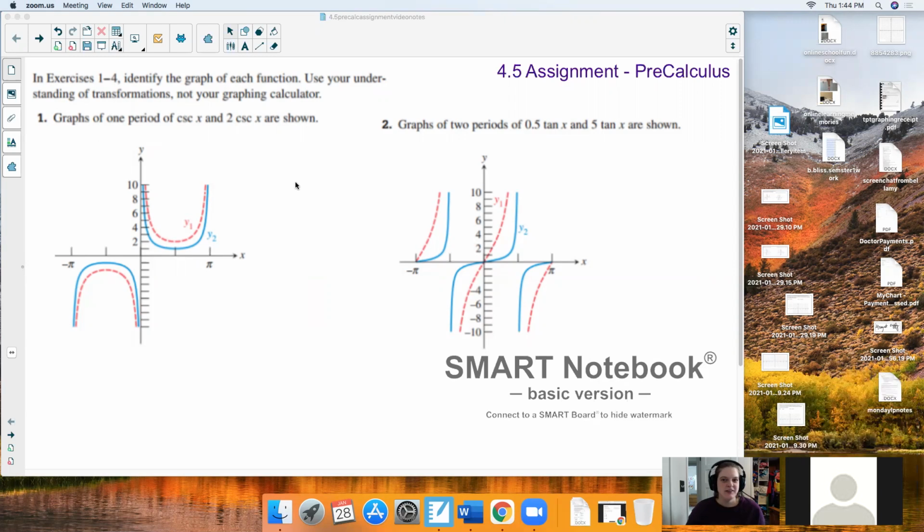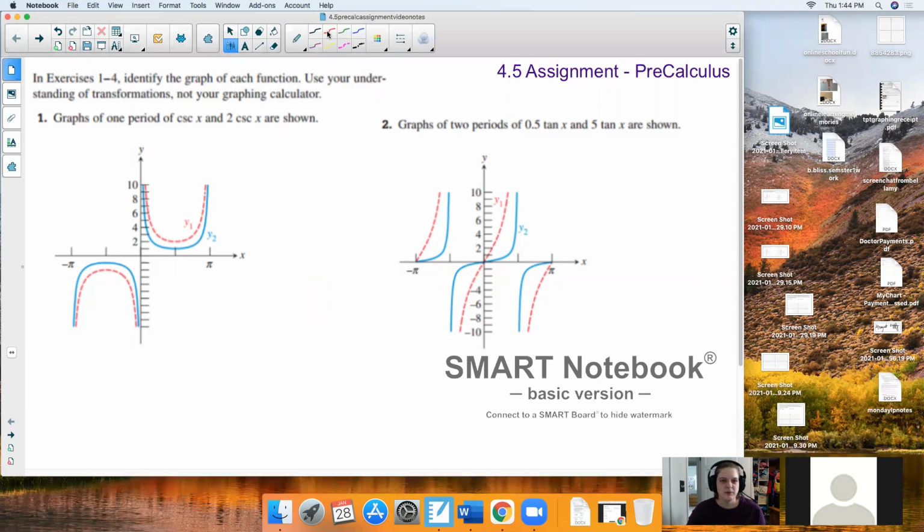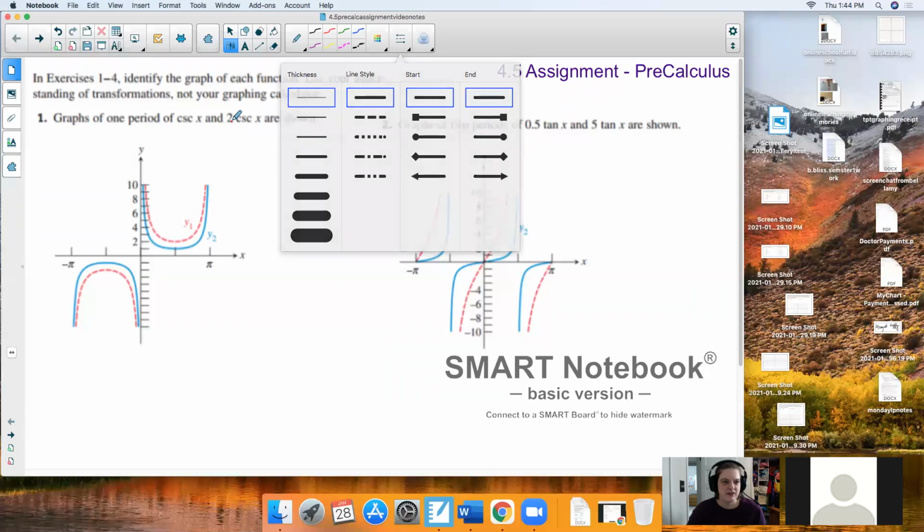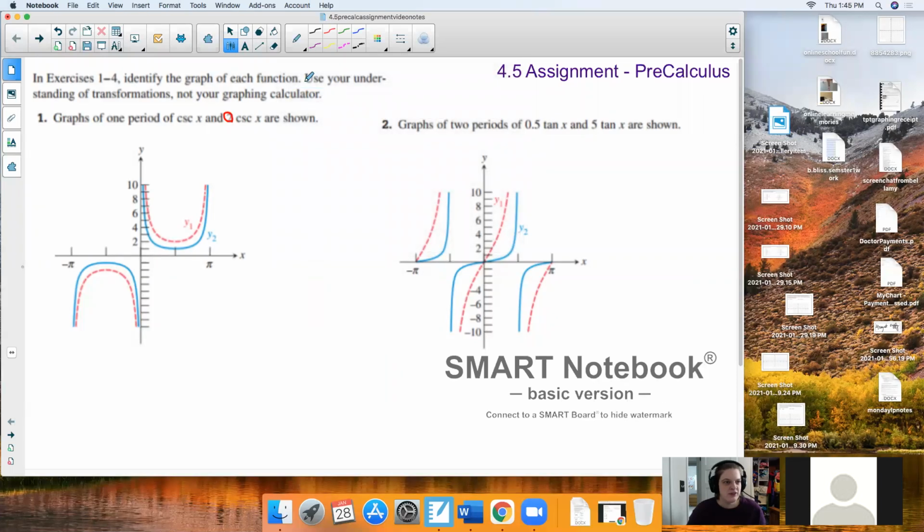All right. So here we are with 4-5. Okay, so this is when we were doing the not inverse, the flip fractions of these. So it looks like we are looking at a graph of one period of cosecant x and 2 cosecant x are shown. So of course the only difference between one and the other is the fact that there's that 2 there. So what they want you to do is identify the graph.